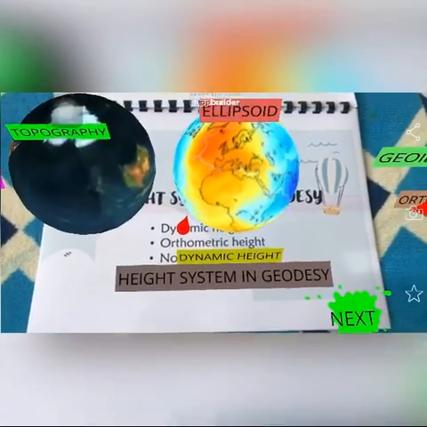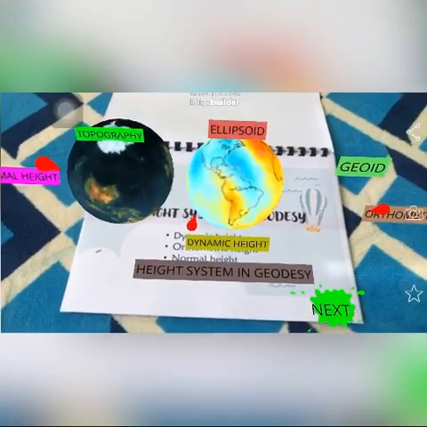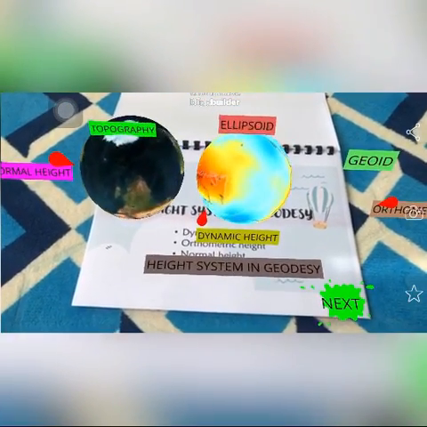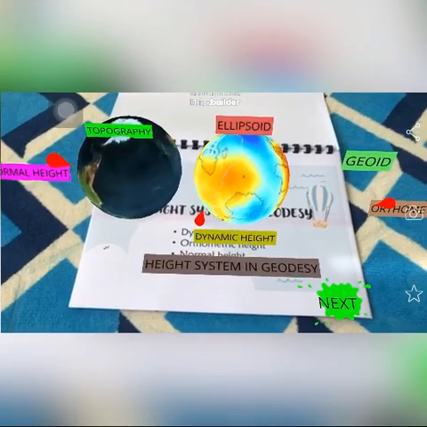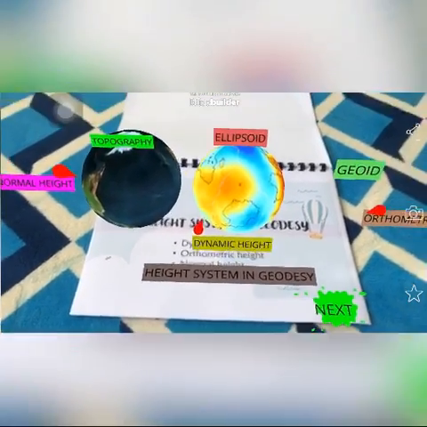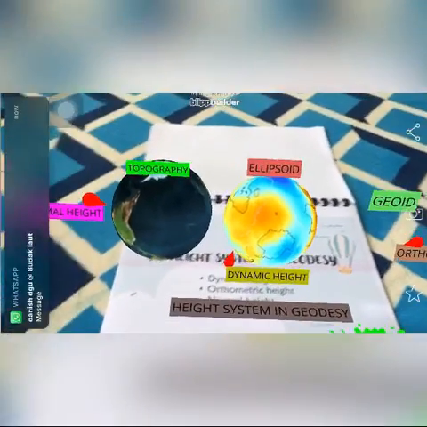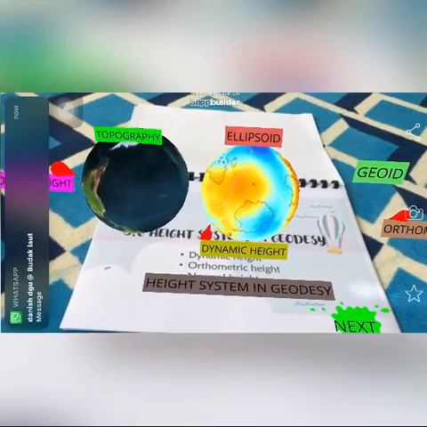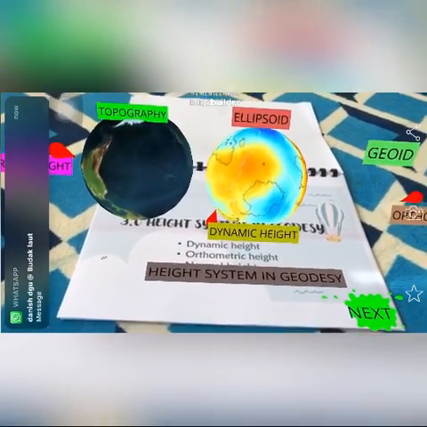height systems in geodesy. In this topic, you will be explained about the types of heights used in geodesy. Among them are normal height, orthometric height, dynamic height. Let's learn it.